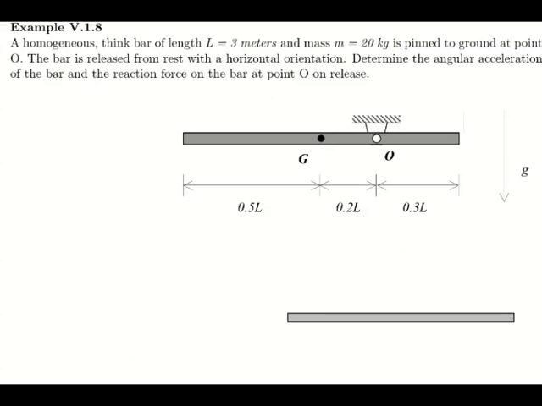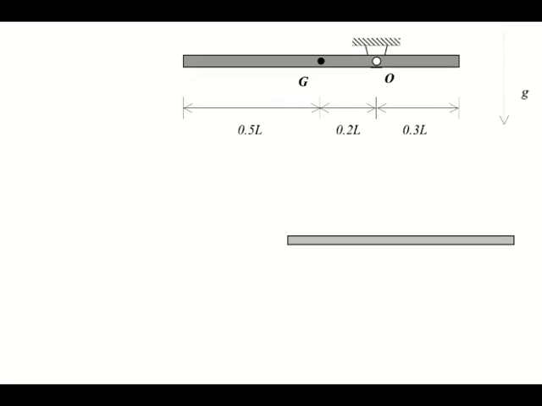In this example, we've got a thin homogeneous bar, mass M, length L, and we've drilled a hole in the bar there at point O. We put a pin joint there, and we're going to release this bar from rest when it's in a horizontal state. And what we want to find out is once we let it go, what's the angular acceleration of the bar, and what is the reaction force there at O, at the pin.